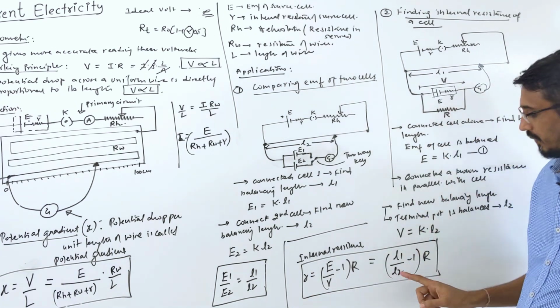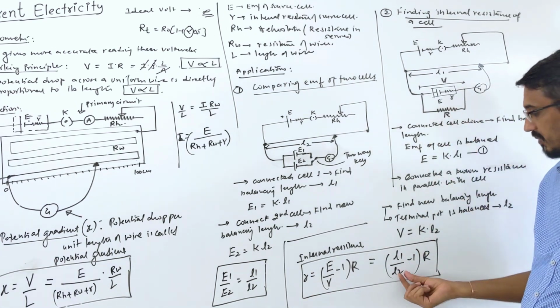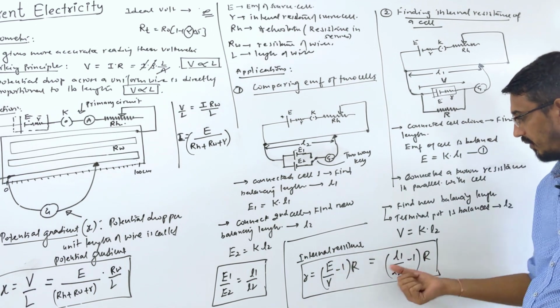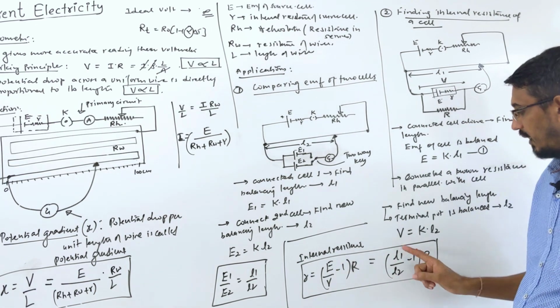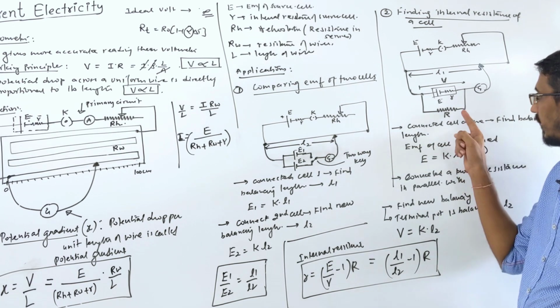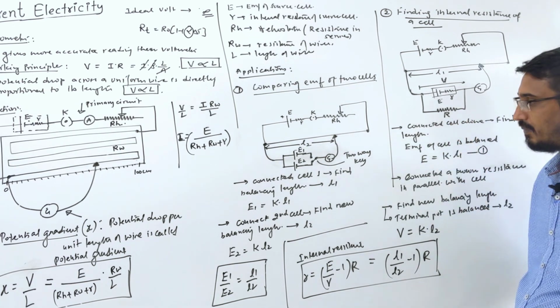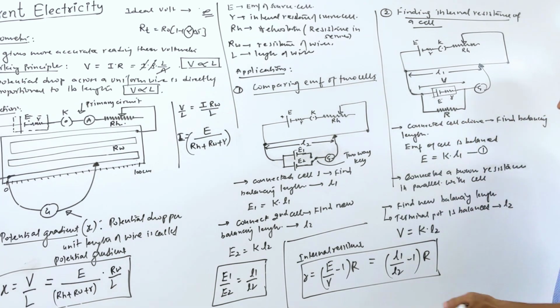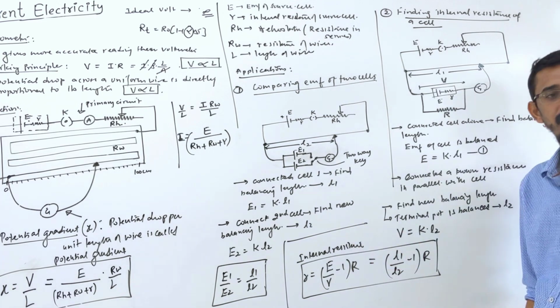So the internal resistance of a cell you can find by finding these two balancing lengths, one with the cell alone, and one when you connect a resistance in parallel. So these are simply E and V written in terms of balancing lengths L1, L2. This is a known resistance that you are connecting here. This is the second use, a direct question. All these questions are direct only and very, very simple.